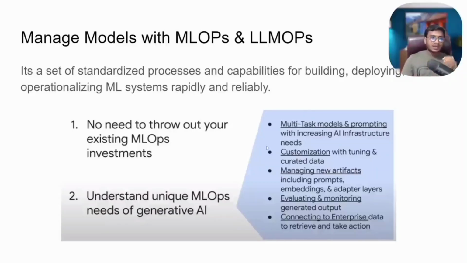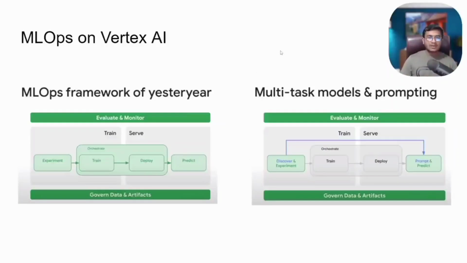In Vertex AI, you will see multitask model prompting, then Model Garden, customization, managing new artifacts, evaluation, and monitoring. Then connecting with enterprise data. Let's say you want to connect with different kinds of data sources. It is also possible in Vertex AI. So now, at a high level, you can see the complete MLOps on Vertex AI.